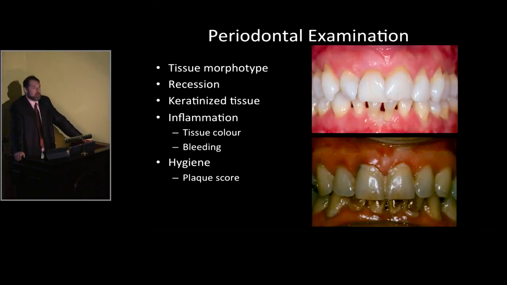When we look at a periodontal examination, there are a number of things to consider. There's the patient's tissue morphotype, which we'll talk about in a minute. There's recession and keratinized tissue. These are going to be of importance if fixed restorations are going to be placed. There's the inflammation in the tissues. What's the tissue color? Is there bleeding on probing? And what's the patient's plaque score?